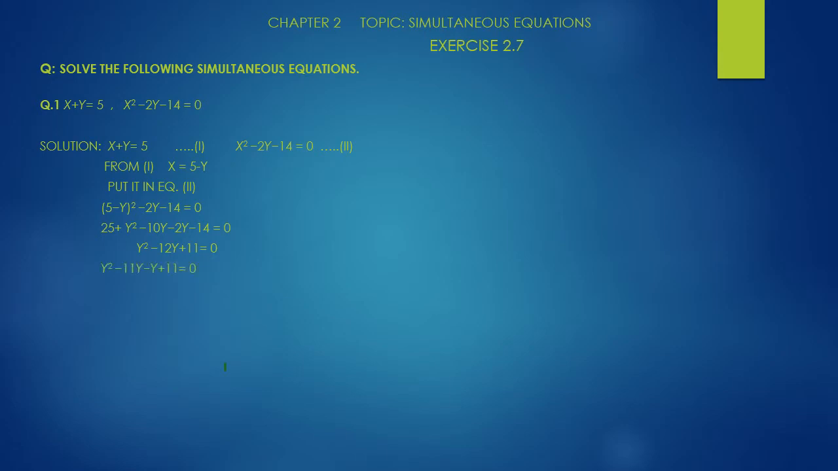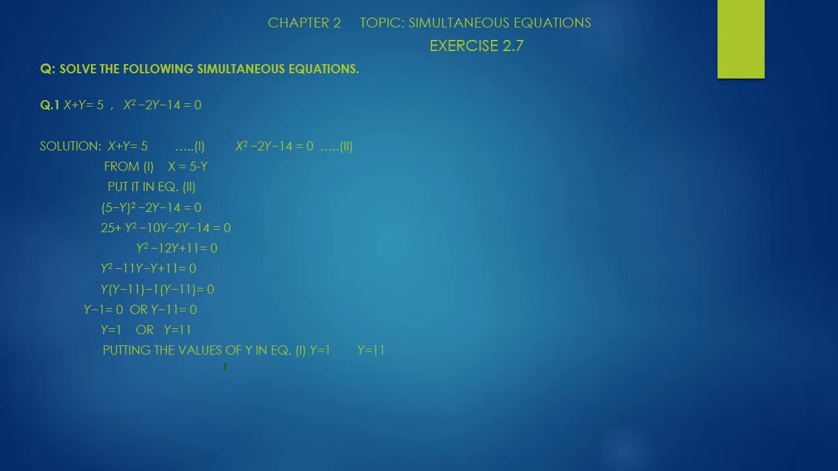The next step is y square minus 12y plus 11 is equal to 0, which is a quadratic equation. So by using the factorization method, y square minus 11y minus y plus 11 is equal to 0. So y is common, y minus 11, minus 1 common, y minus 11 is equal to 0. So y minus 1 is equal to 0 or y minus 11 is equal to 0. Y is equal to 1 or y is equal to 11.